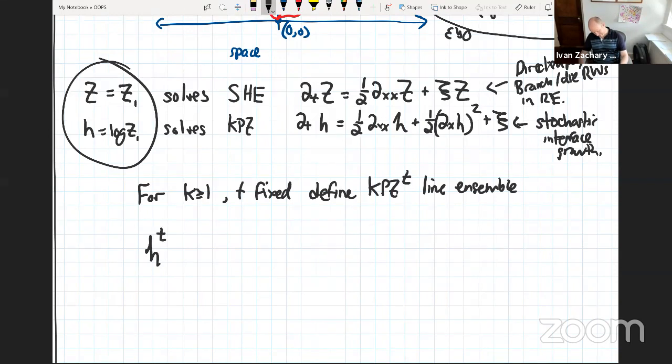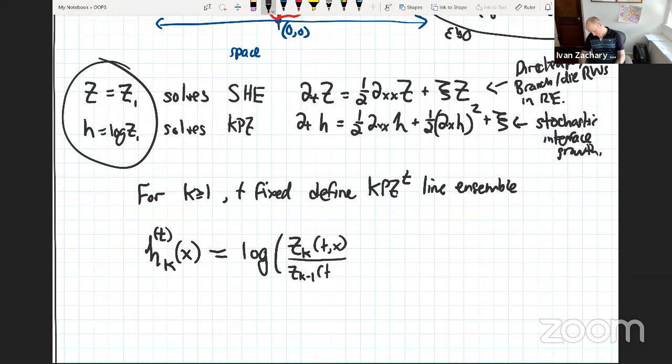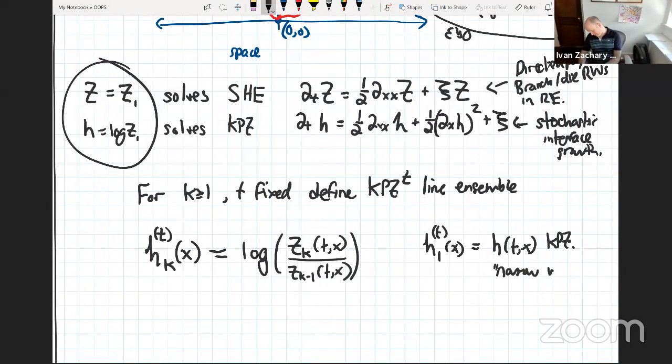So the line ensemble will be indexed by T, and then we have the curves indexed by K. And then we have a spatial variable X. And this will be defined as the logarithm of the ratio of Zk(T,x) divided by Zk minus 1(T,x). In particular, H_T^1(X) is exactly the KPZ equation. And there's actually a particular initial data that's called narrow wedge. I'm not going to really get into the details of what that is. It has to do with what happens as time goes to 0.